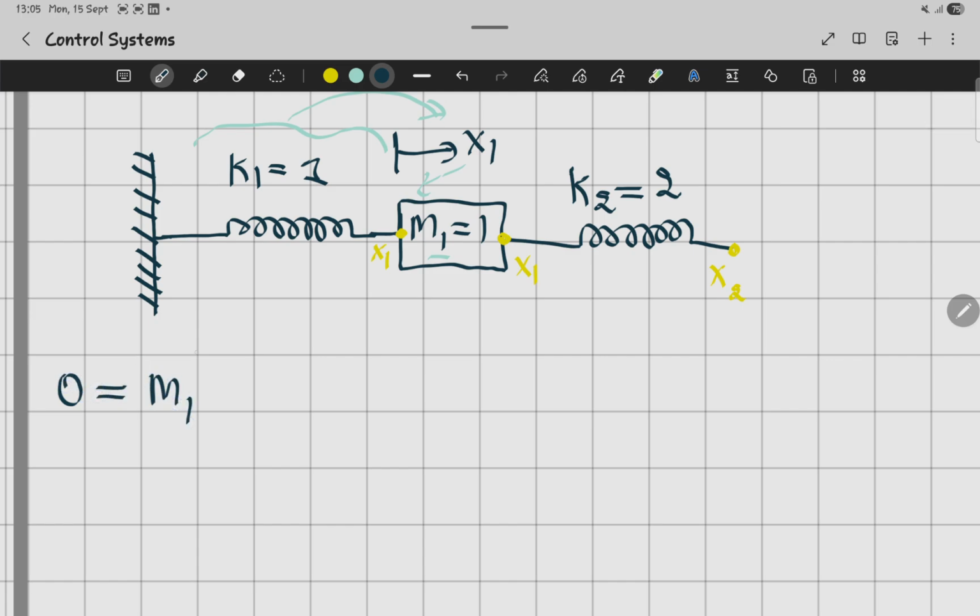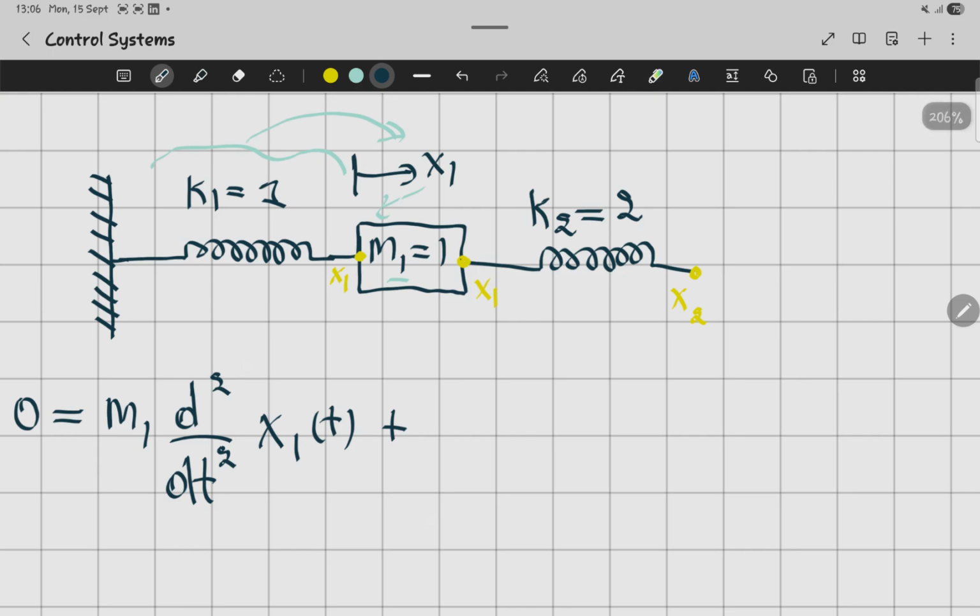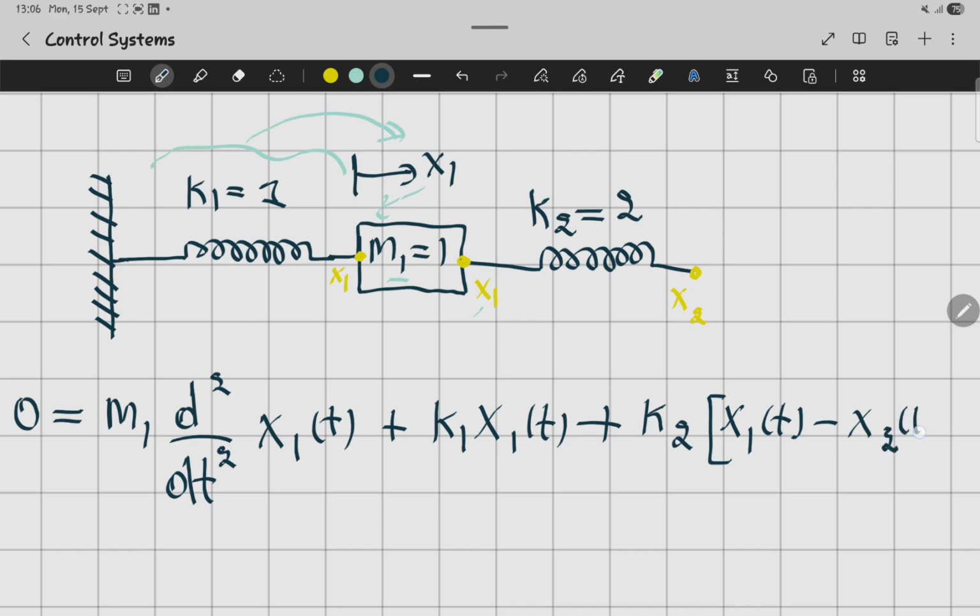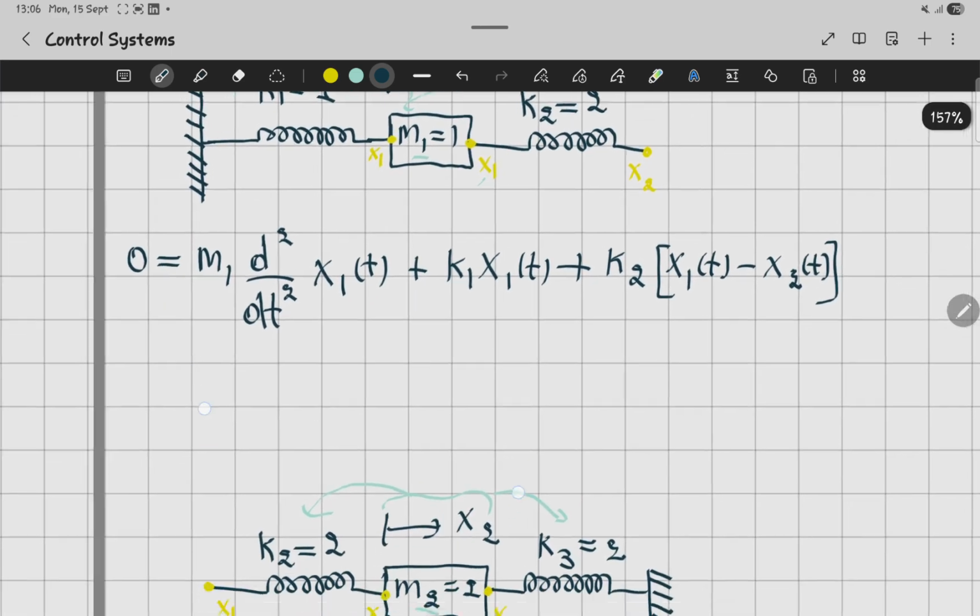For mass 1 it's going to be m1 d square over dt square x1 of t plus k1 times x1 of t plus k2, the one that is close to the mass is the one that's going to have high priority, times x1 of t minus x2 of t. That is what you're going to get for mass 1.